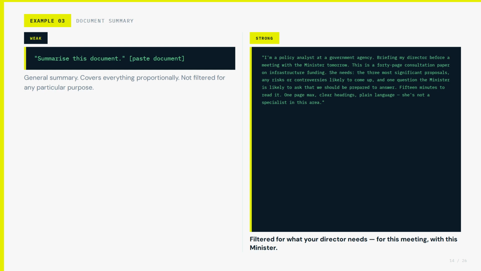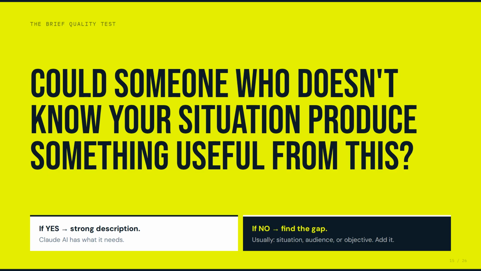The document is the same. The context is what transforms what Claude AI does with it. Here's a simple test you can run on any description before you send it. Read what you've written. Then ask, could someone who had never met me, never worked in my organization, and had never dealt with this specific situation produce something genuinely useful from this?